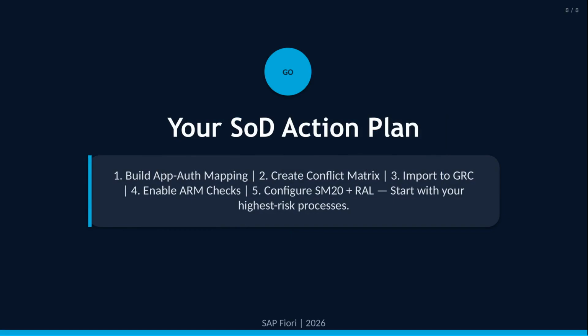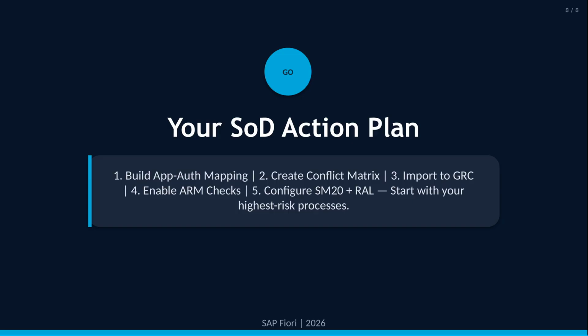Let us summarize your action plan. Step 1. Build the Fiori app to authorization object mapping using the Fiori apps library and transaction SU24 validation. Step 2. Create a Fiori-specific SOD conflict matrix with risk-rated app pair rules. Step 3. Import these rules into SAP GRC Access Control and configure the Fiori connector.